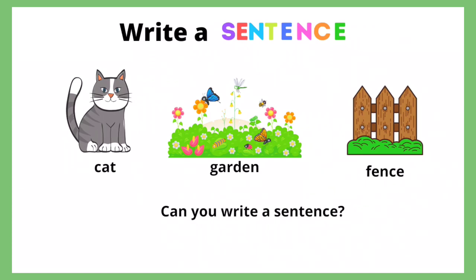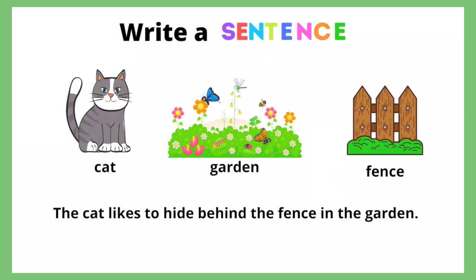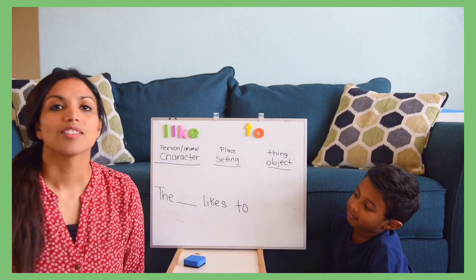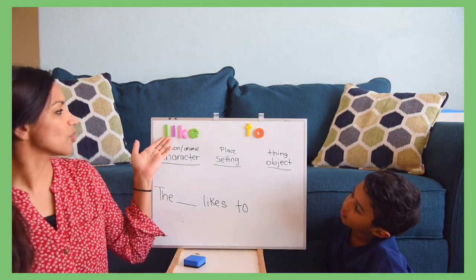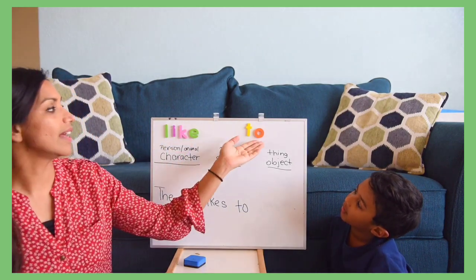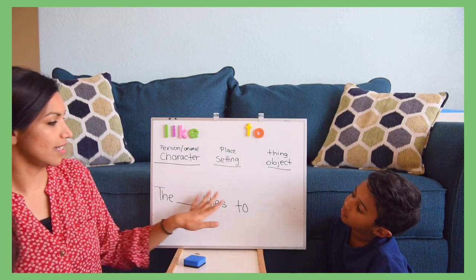Can you write a sentence? Your nouns are cat, garden, fence. And make sure to use your sight words like and to. Here is our sentence. The cat likes to hide behind the fence in the garden. So we are going to go ahead and use the words like and to and create a sentence.